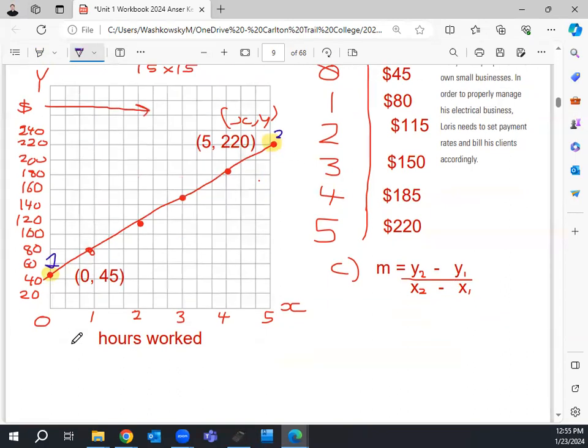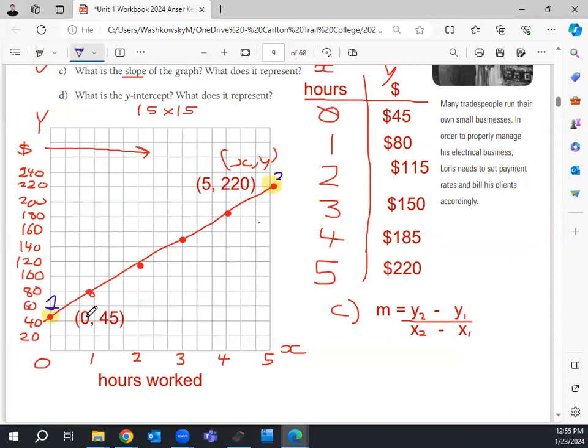That's where those are going to come from, which means if we always put X first, this 0 here is an X. This is my X1 because it's the first X I see. This is my Y1 because it's the first Y I see. And now over on this point, the 5 and 220, this is my X2 because it's the second X I see. This is my Y2 because it's the second Y I see. That's where those come from.